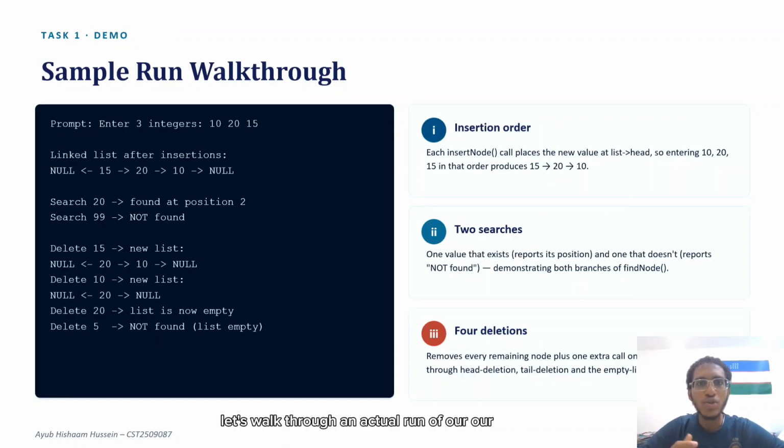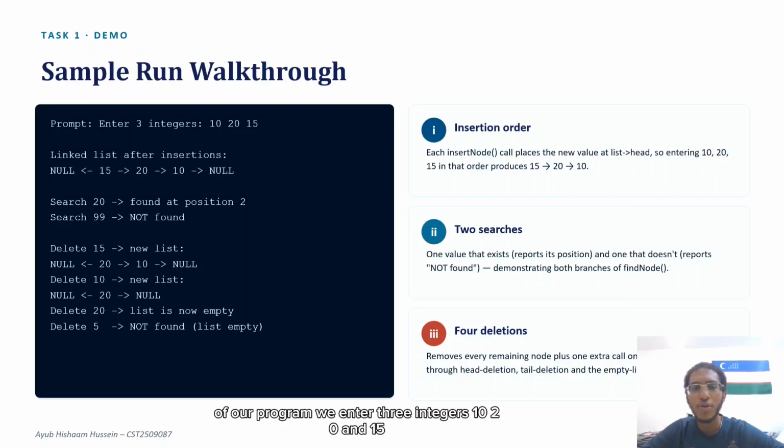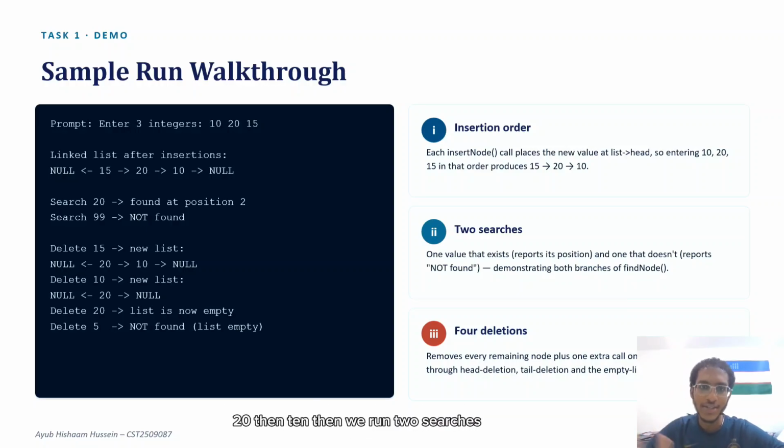Let's walk through an actual run of our program. We enter three integers, 10, 20, and 15. Because insert node always inserts at the front, entering them in that order produces the list 15, 20, then 10. Then we run two searches. Searching for 20 finds it at position 2, and searching for 99 correctly reports not found, demonstrating both branches of find node.